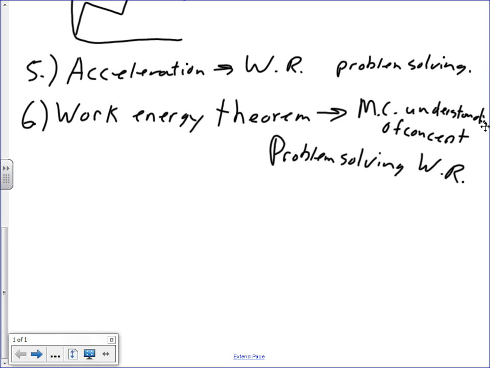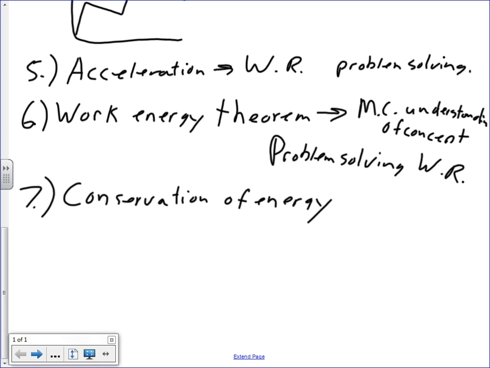So I don't want to shortchange that. It's big, really, really big, but there's not much else to say about it. From there, we went to conservation of energy. That's E_i equals E_f. Expect a problem on the written response on conservation of energy. How do I tell the difference between a work energy theorem question and a conservation of energy question?